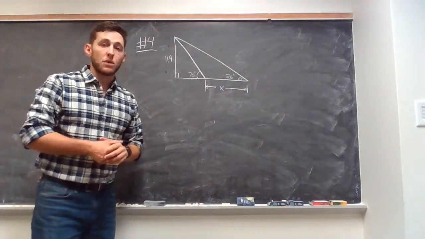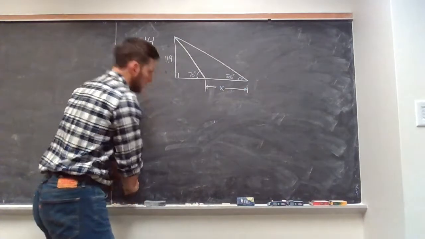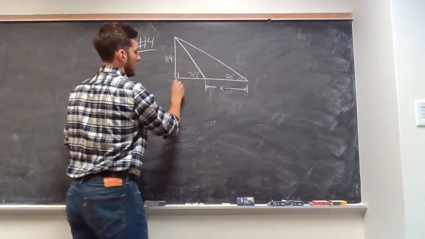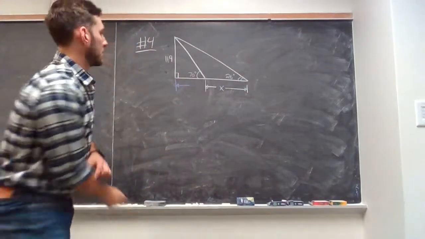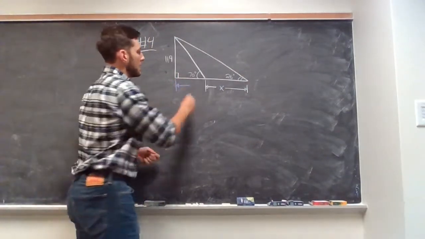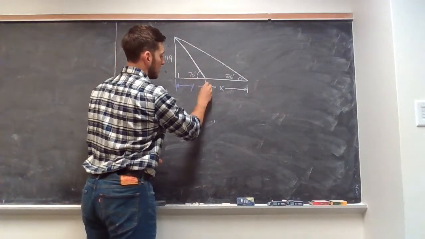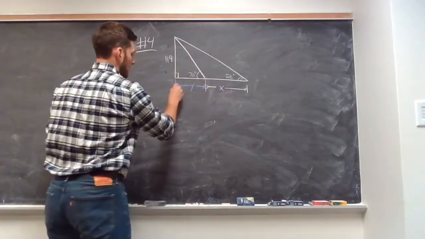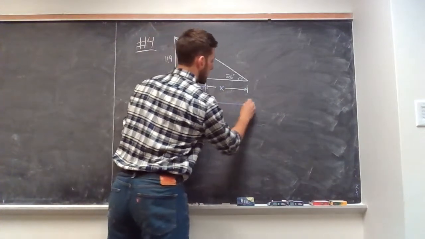Well, we got to gather what we can find in this problem. What we can notice is I would be able to find this side, maybe I'll call it Y, by doing something with 70 degrees, and I'm also going to be able to find this whole side, Z.